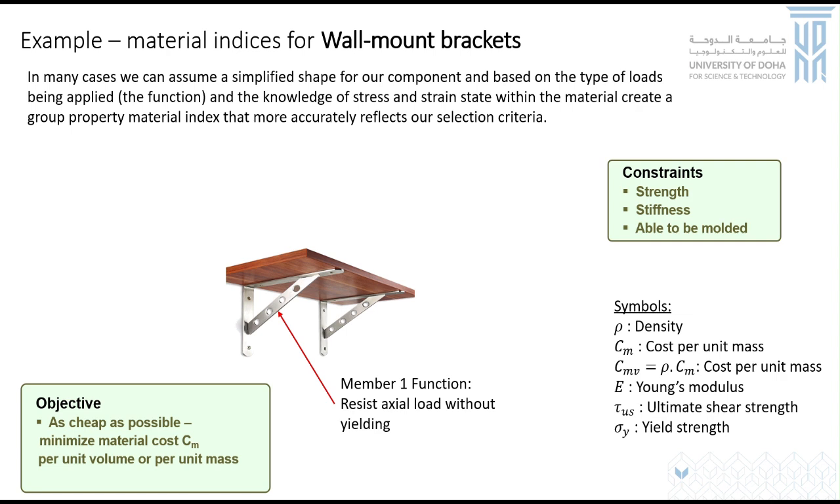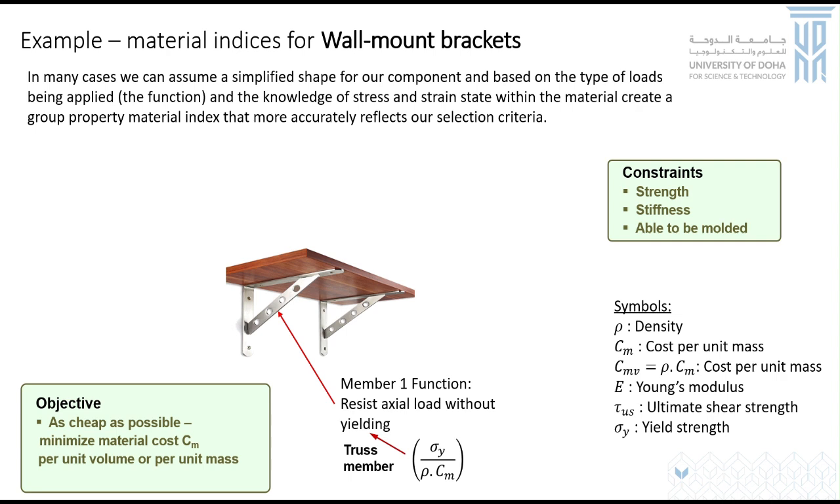So for member 1, which I am pointing over here, the function is to resist axial load without yielding, right? So this member over here is acting like a truss member, okay? So this truss member, from the point of view of cheapest cost, can be expressed with the material index sigma yield divided by density into the cost per unit mass. Okay, so basically we are saying that the material index is that yield strength divided by the cost. Okay, and because that cost is per unit mass, that's why I'm multiplying it with the density.